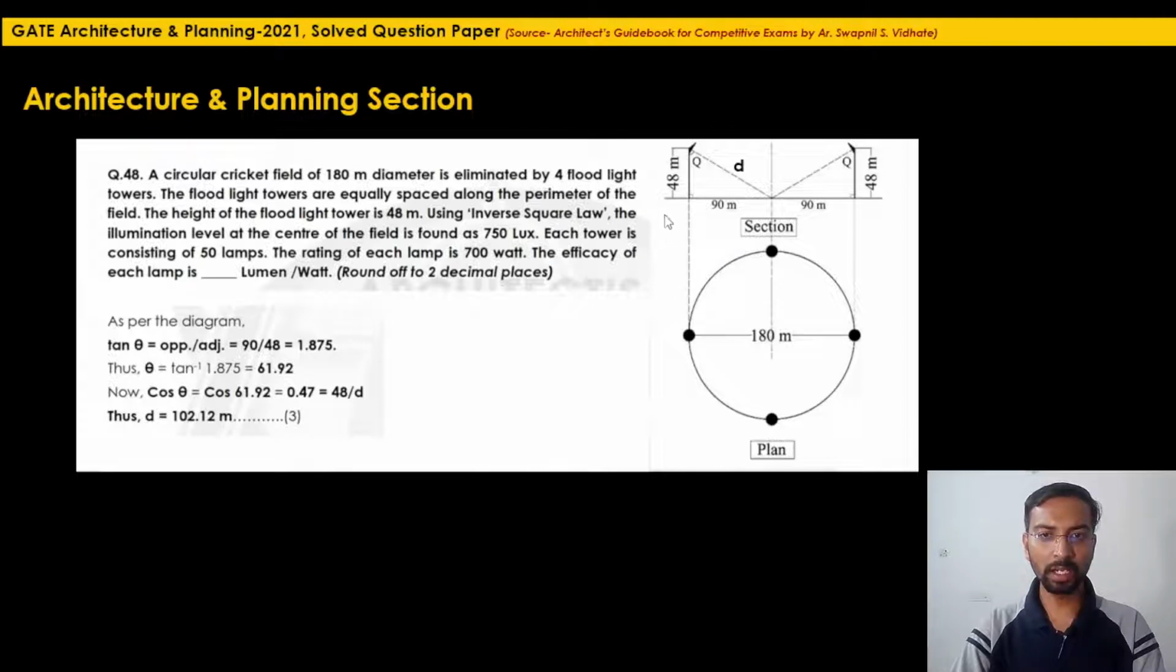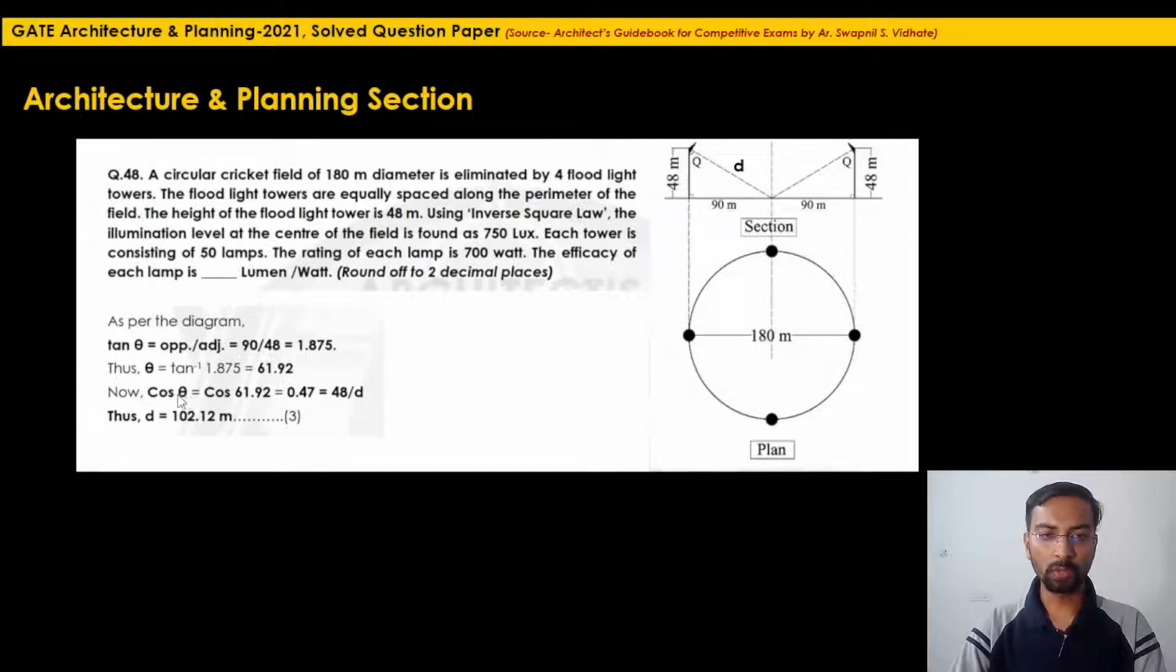As per the diagram, if we assume this angle as theta, then tan theta is opposite upon adjacent, that means 90 divided by 48, which will be 1.875. So tan theta will be 1.875. So we will find the tan inverse, and we will get the value of theta. So theta will be tan inverse of 1.875. The value will be 61.92. So this angle is 61.92.